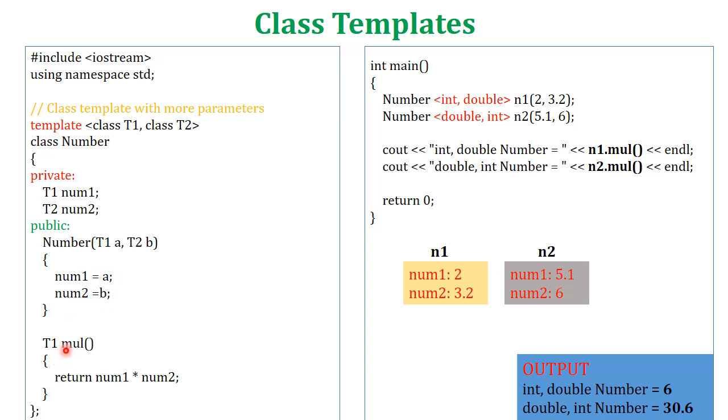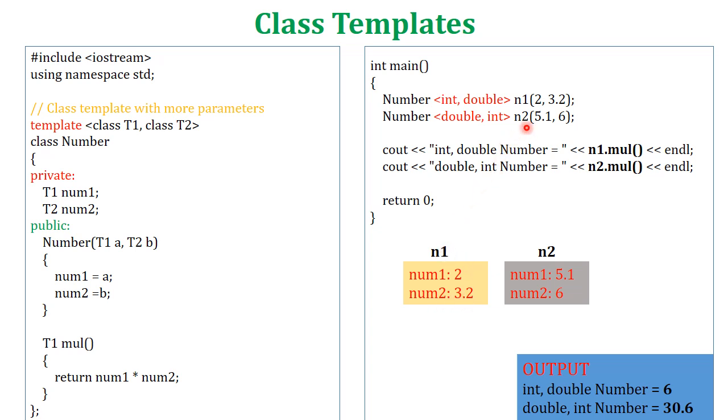The next one is the operation, that is the multiplication. The return type is generic. So then it will return the multiplication of the values here. The class is closed. When the object is created, automatically the values are passed to the constructor. So the first one is an integer and the second one is a float, right? That is a double. So now T1 is acting as an integer, T2 acting as a double. So now the values are assigned here. See, n1: num1 equal to 2, num2 equal to 3.2. It belongs to the n1 object.